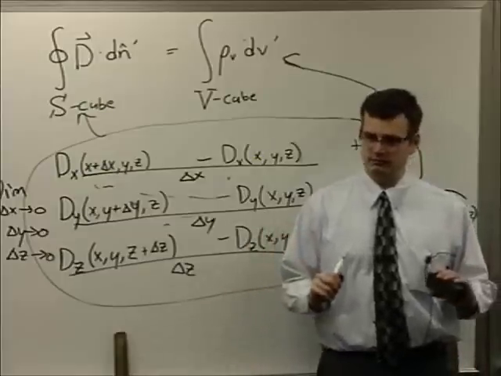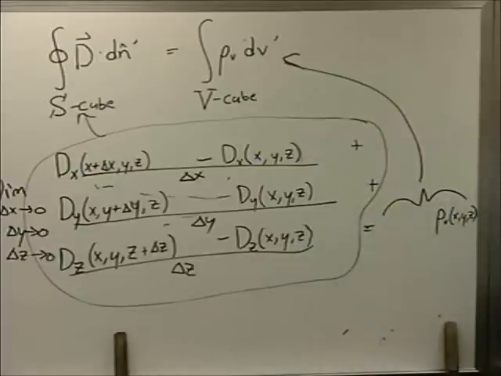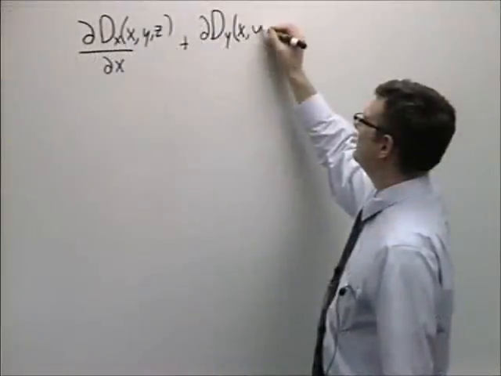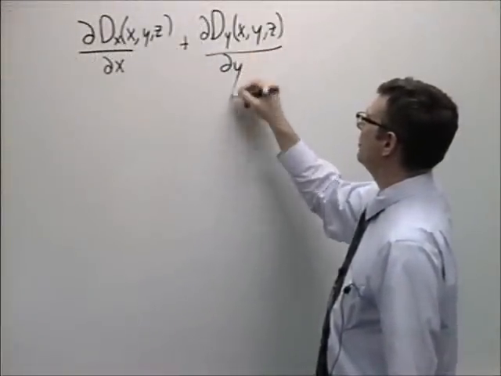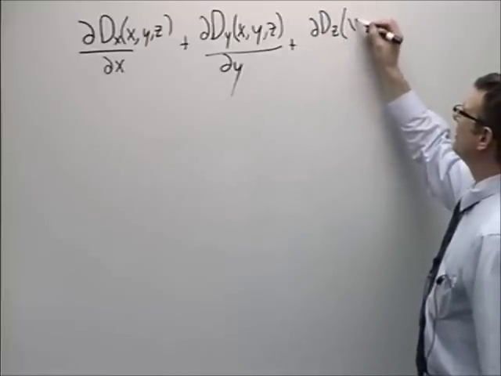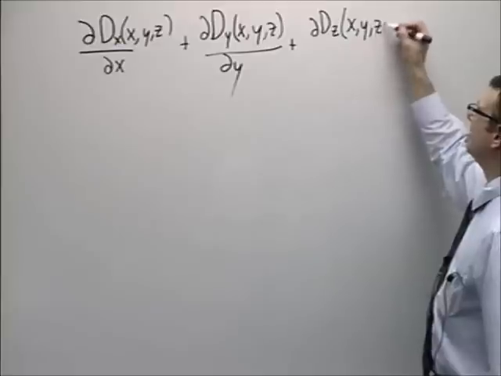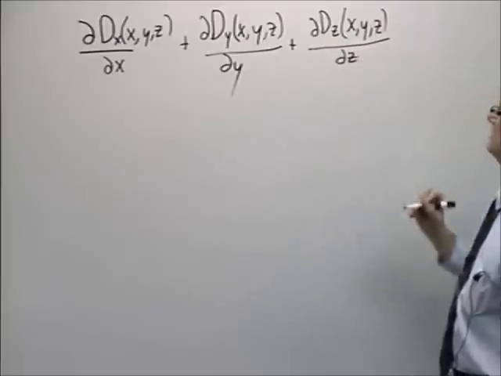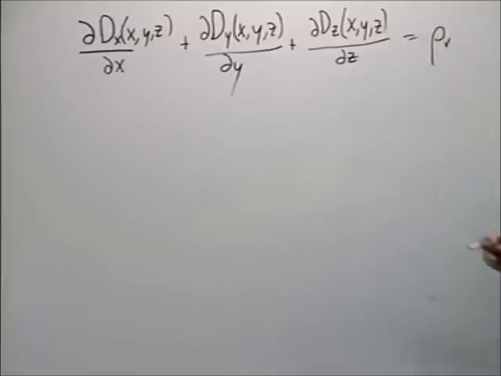So more elegantly, I can write this equation as the partial derivative of my x component of flux density, which we always have to remember is a function of x, y, and z, with respect to x, plus the partial derivative of the y component of electric flux density with respect to y, plus the partial derivative of the z component of electric flux density vector with respect to z is equal to volume charge density.